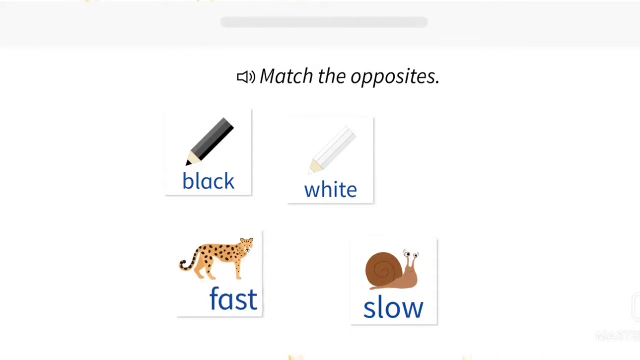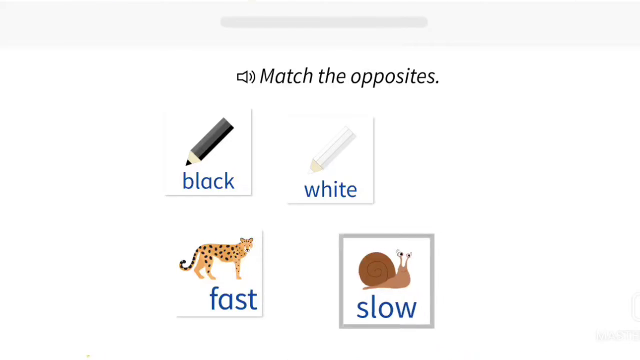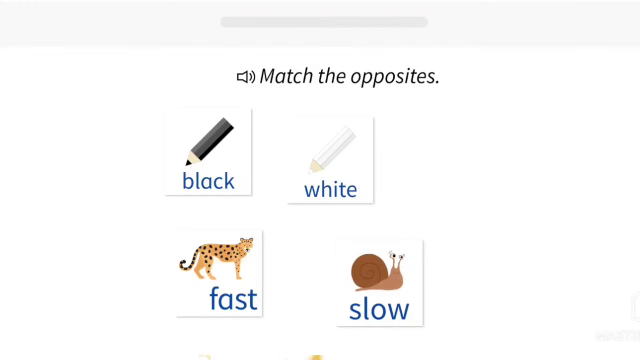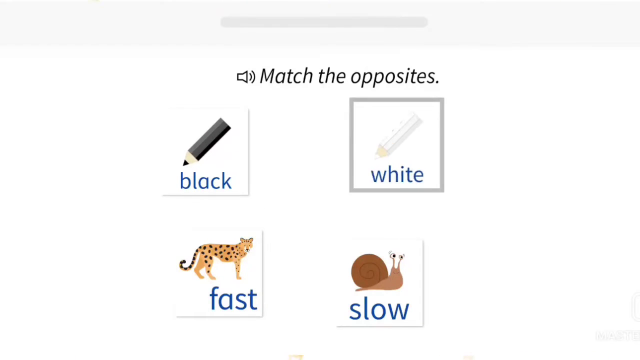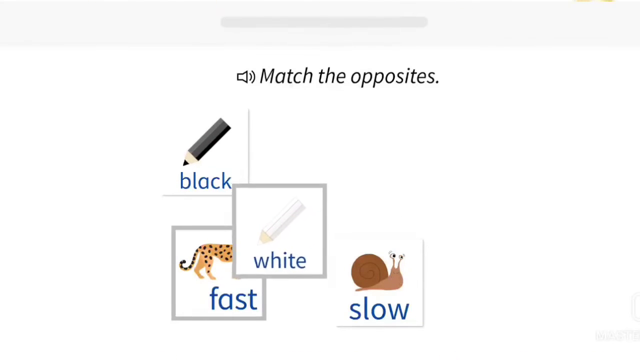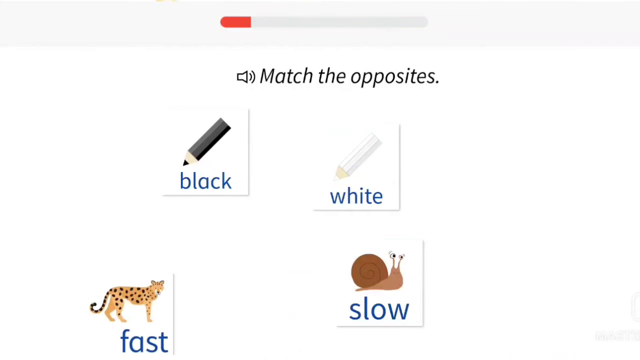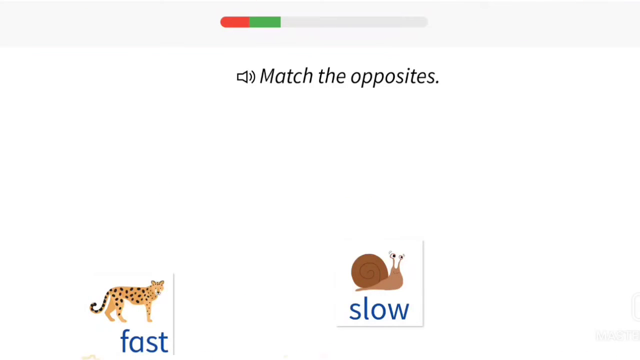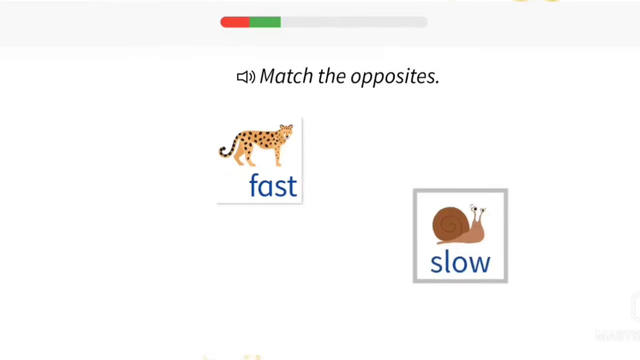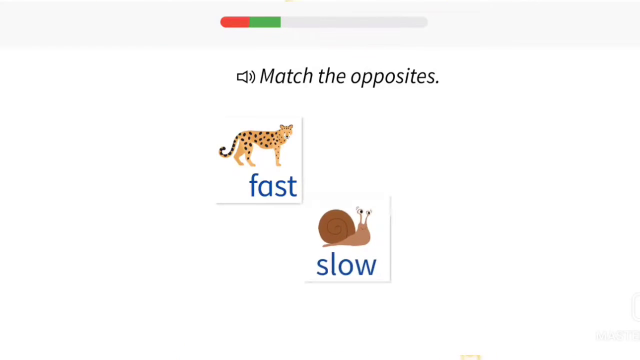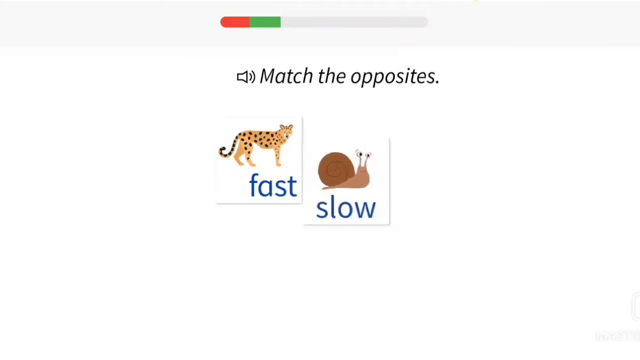Fast. The cheetah runs fast and the snail runs slow, or walks slow. So what is the opposite of fast? Slow. The opposite of fast is slow. The opposite of black is white. Black, white. Fast, slow.